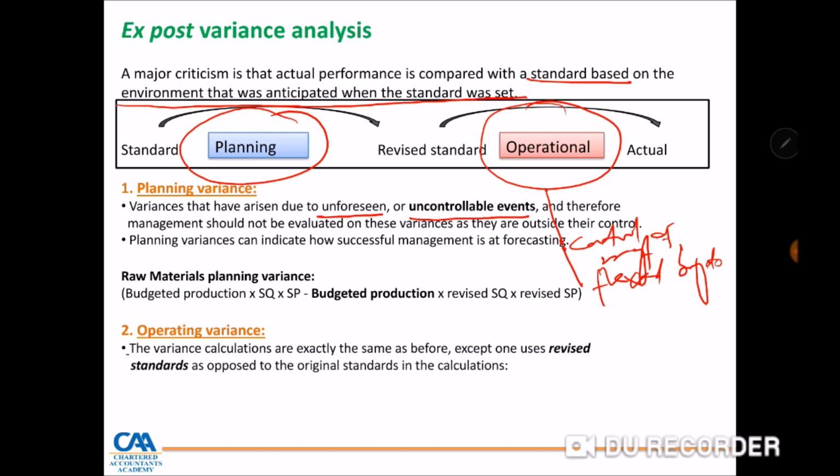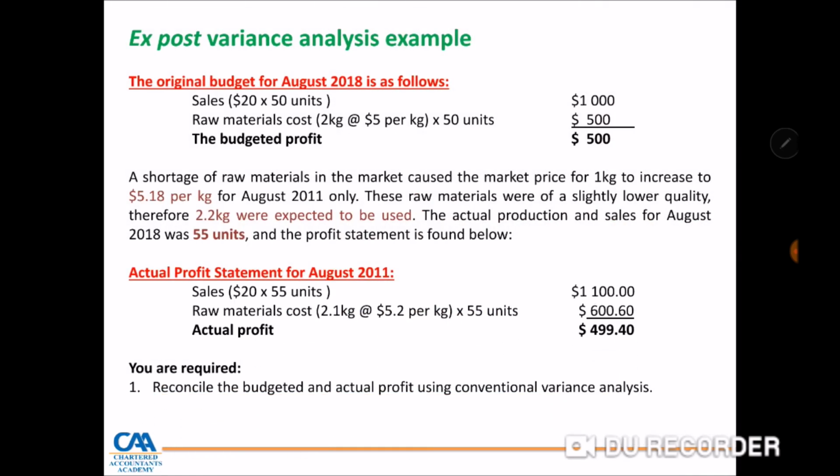So a simple example of ex post variances. This was our original budget. But due to an unforeseen event, there was a shortage of raw material in the market, which caused the price for 1 kg to increase to 15.8 per kg for August only. These raw materials were of a slightly lower quality, therefore 2.2 kg were expected to be used. The actual production and sales for August 2018 was 55 units, and the profit statement is found below.